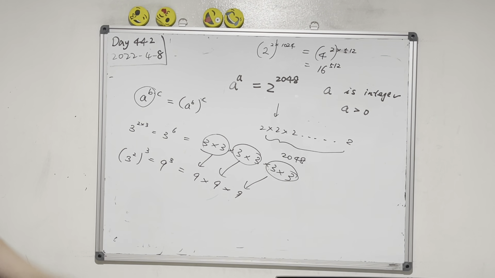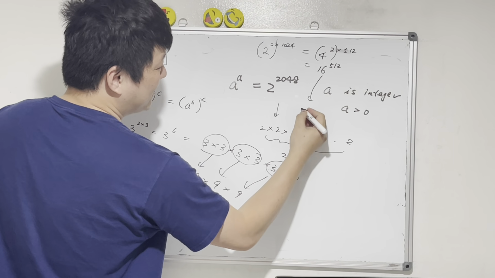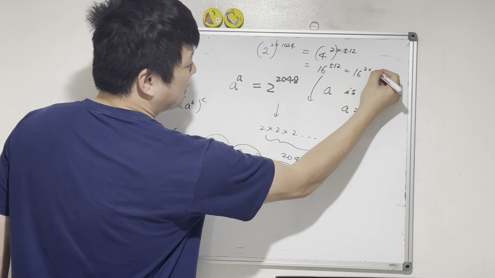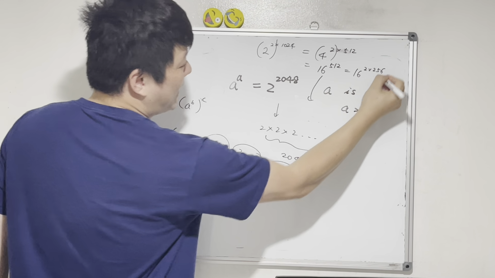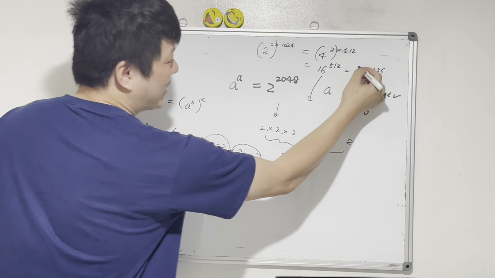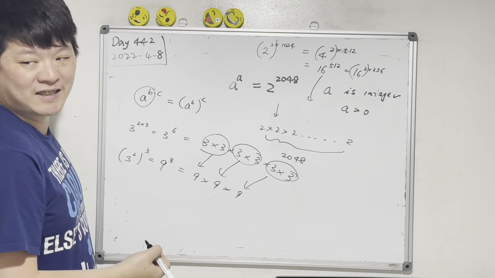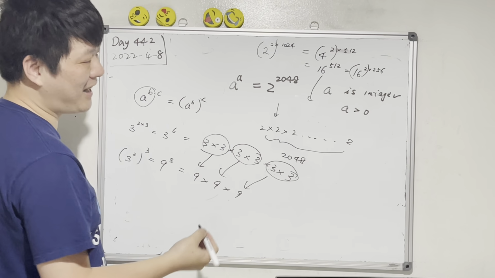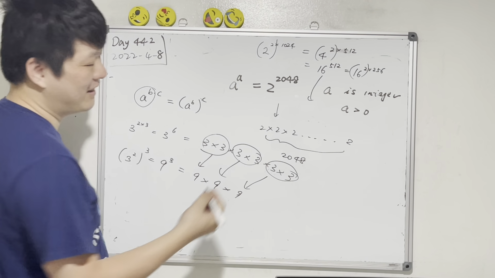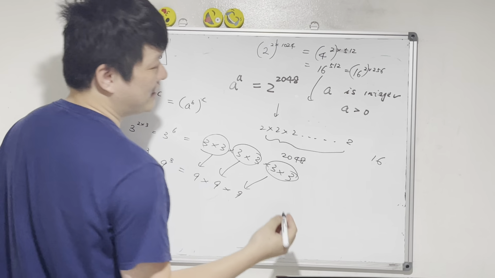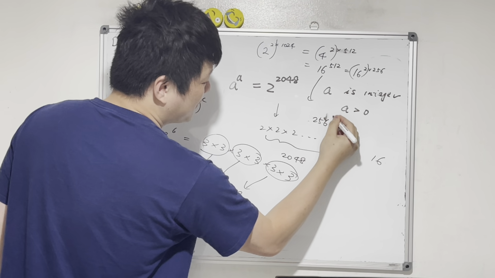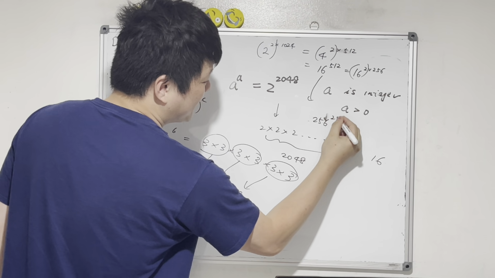Can you get the next one? This equals 16 to the power of 2 times 256. We can do these two together. 16 times 16 equals what? Come on. 256. So it's 256 to the power of 256. What's A? 256. Exactly. That's how we get it.